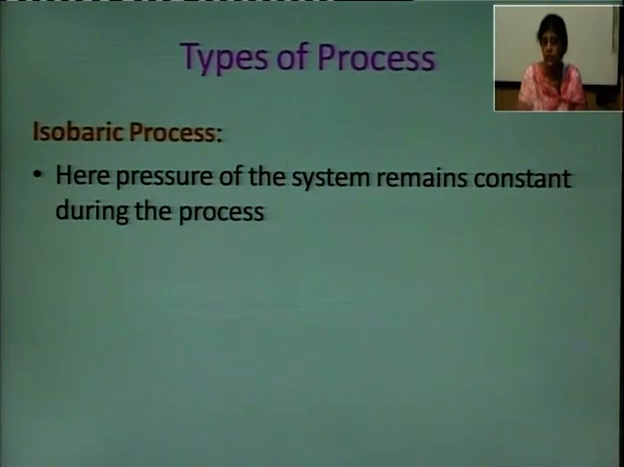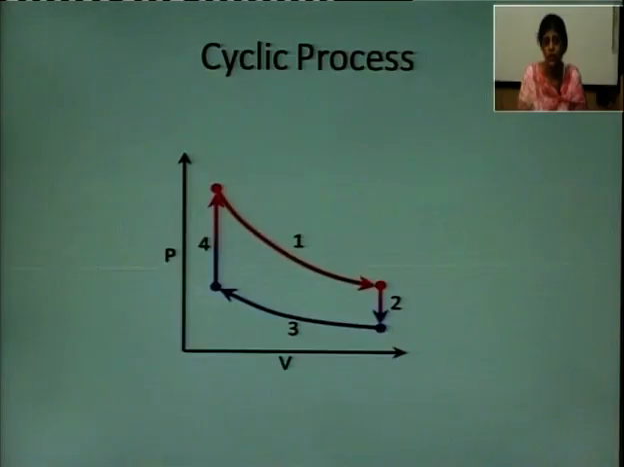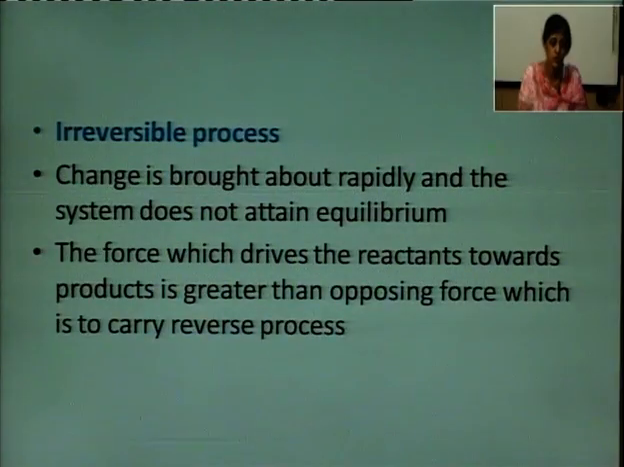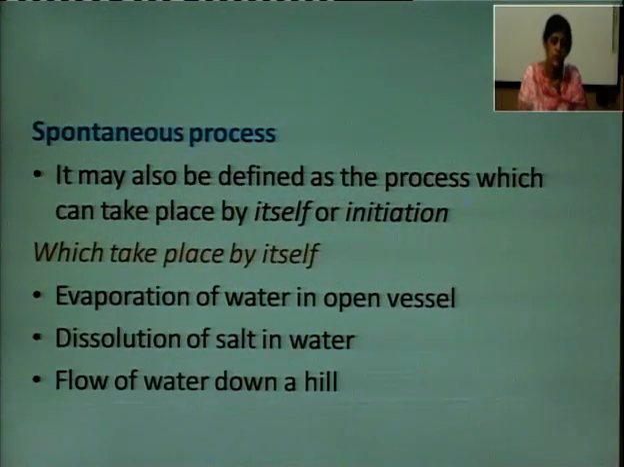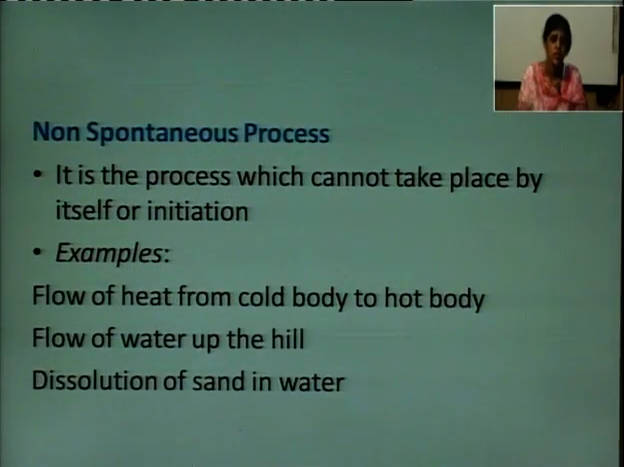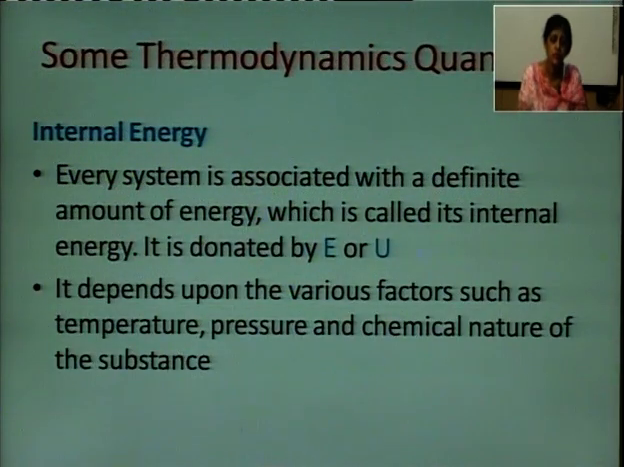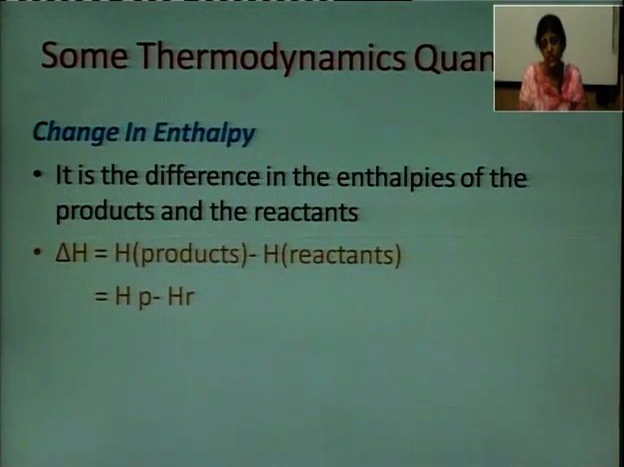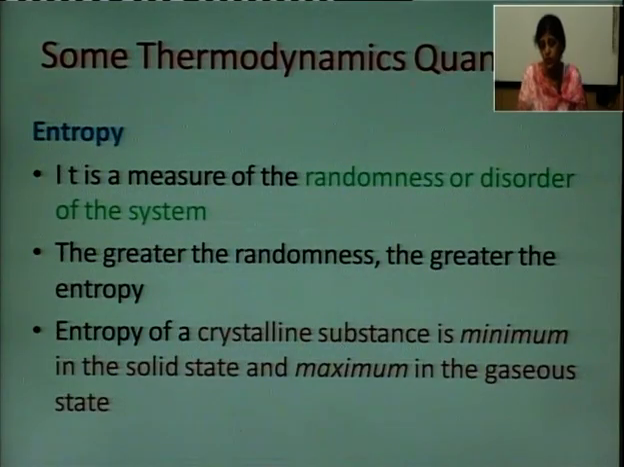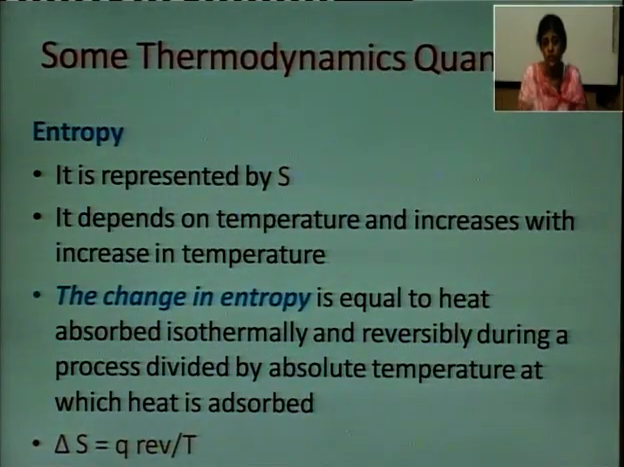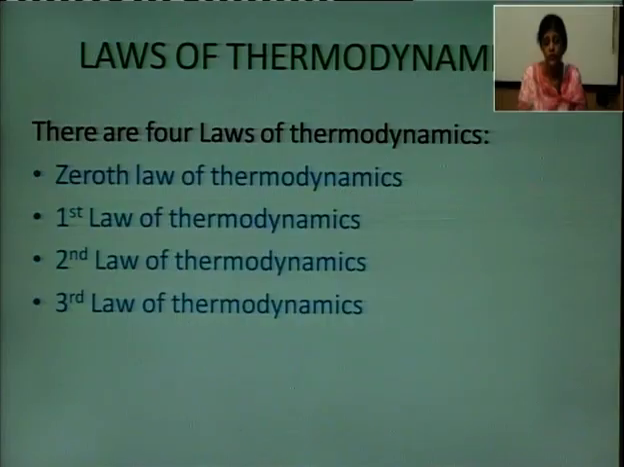Then later on I discussed cyclic process. Then what are reversible processes, what are irreversible processes. Then we discussed a spontaneous process and non-spontaneous process. Then we discussed certain important terms like internal energy, that is the amount of energy, enthalpy is amount of heat, entropy is the randomness or disorderness of a system. And later on we have discussed the laws of thermodynamics.